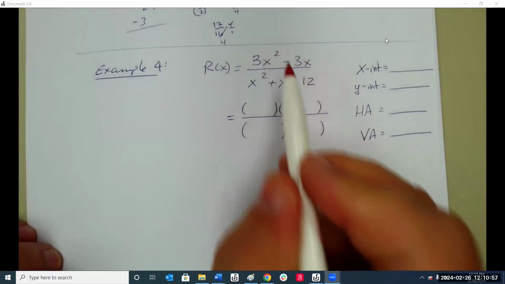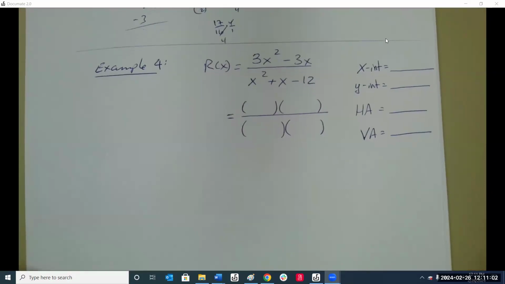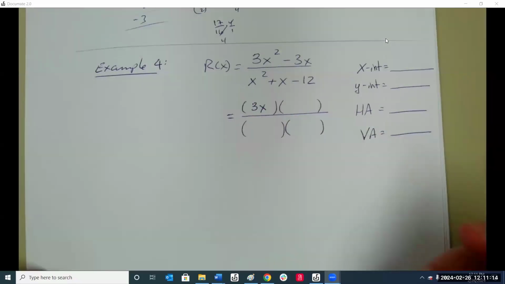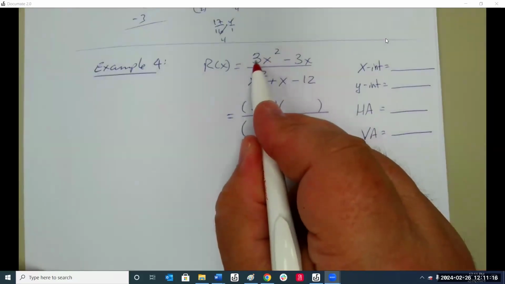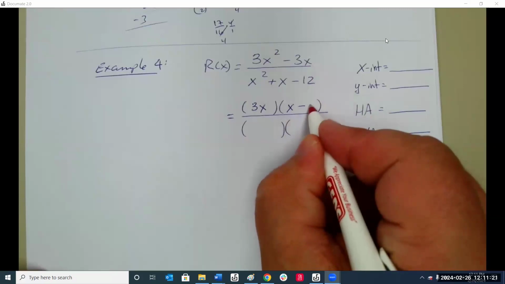How can we factor the top out? When we have two terms, how do we factor it? Do they have anything in common? They have a 3 and an x. Take out a 3 and an x, and I got an x minus 1.